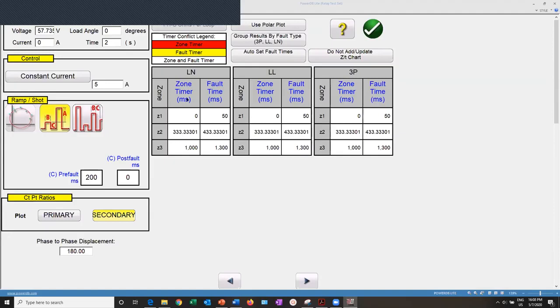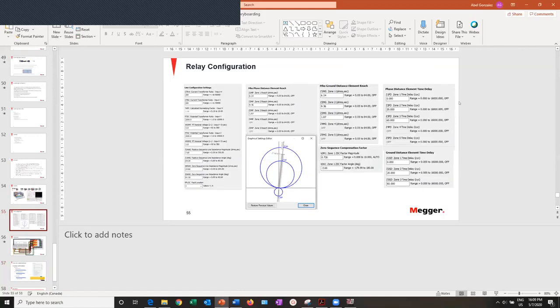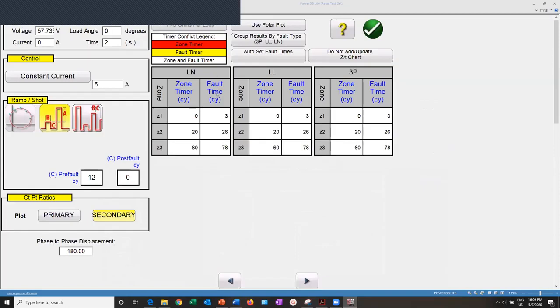Now, here I am going to simply change from milliseconds to cycles. Remember, we had 0, 20, and 60. I don't know if you remember from the slide where we had the settings there. I have 0, 20, and 60. You can see it over here. And fault time in cycles is always a bit larger than the time for the actual trip on that zone.